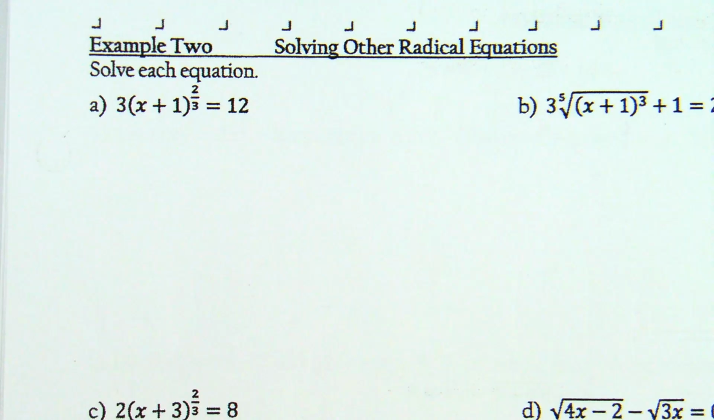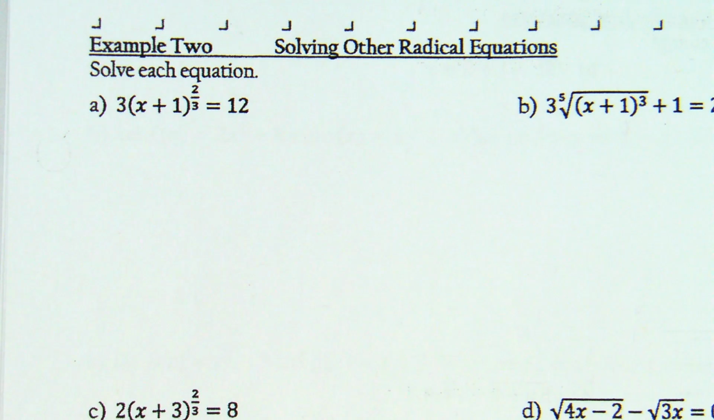Because remember, let's review. Parentheses raised to the 2/3 is what kind of radical? Cube root. It's a cube root raised to the second. Does that sound familiar to last lesson? Yes. Okay. So even though it's the power to the 2/3, that is a radical because it's a fraction power.